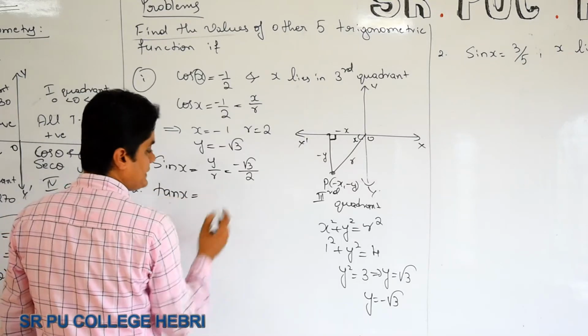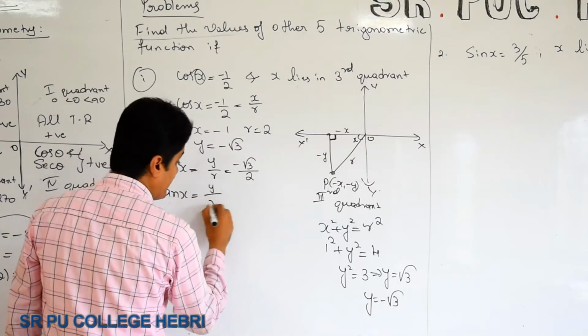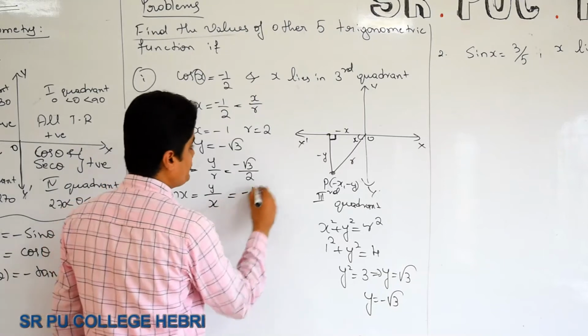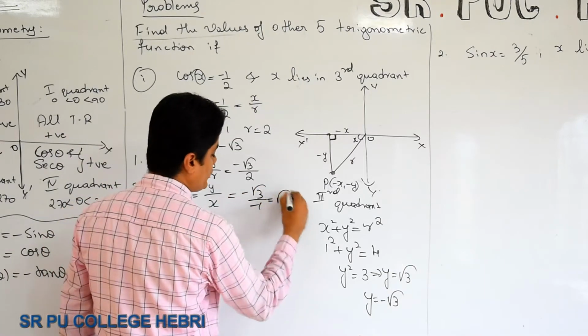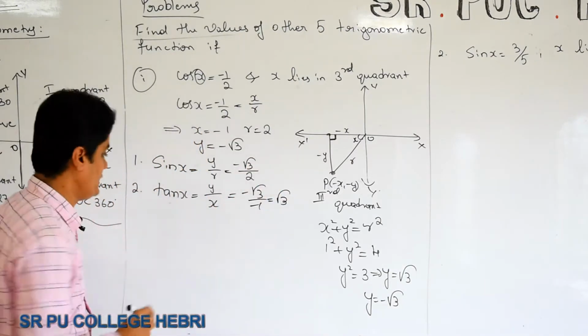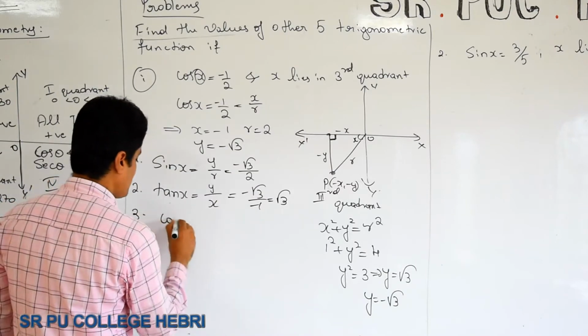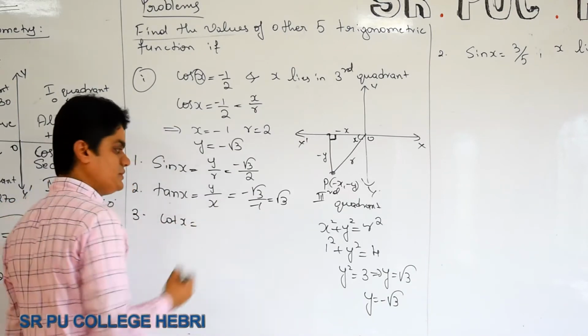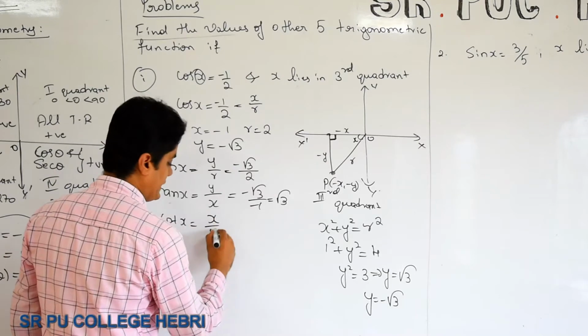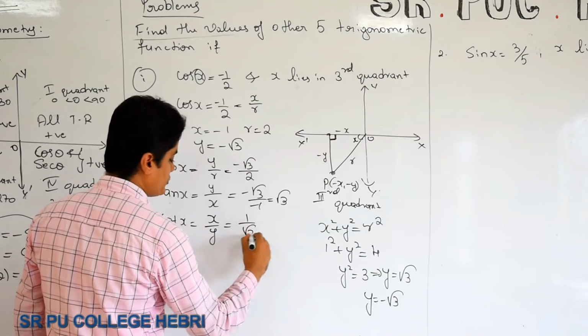Tan x. Tan x definition is y by x. Y is minus root 3, x is minus 1. So it is plus root 3. Third one, cot x. Order change you can do, nothing to worry. X by y. So it is 1 by root 3.